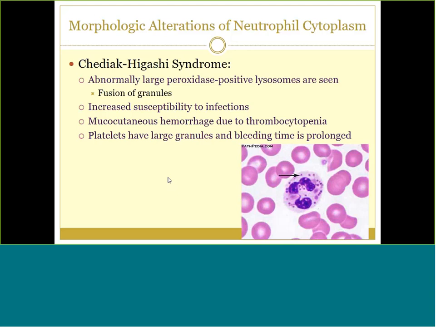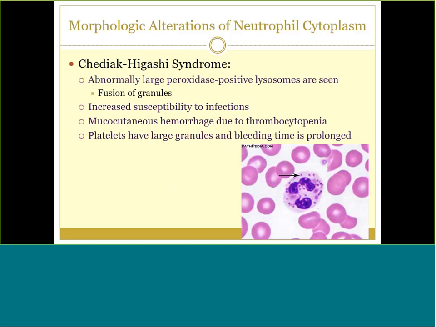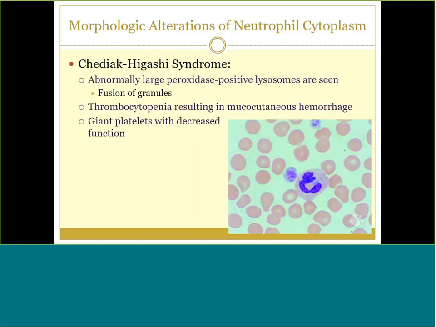So you need to just remember Chediak-Higashi: large peroxidase positive lysosomes where they have kind of fused together. And so in the picture, you can see that they're bigger and more obvious looking than what they would normally look like in a regular neutrophil. They're not as heavily granulated as the Alder-Reilly here, but they're much bigger and you can see them.